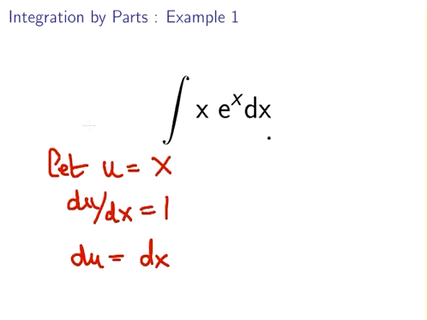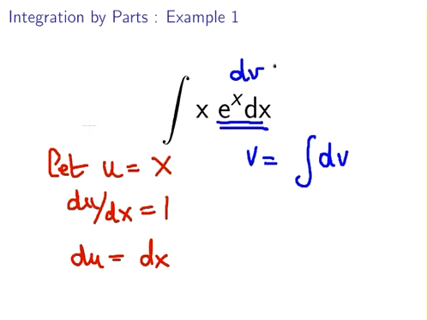What we're going to do now is determine v, and v is the integral of dv. What is dv here from this? dv necessarily is this part of the expression, this part of the integral: e to the power of x times dx. That is our expression for dv. So what we're going to do is integrate e to the x dx, and that is simply e to the x. That's just looking up a mathematical formula.